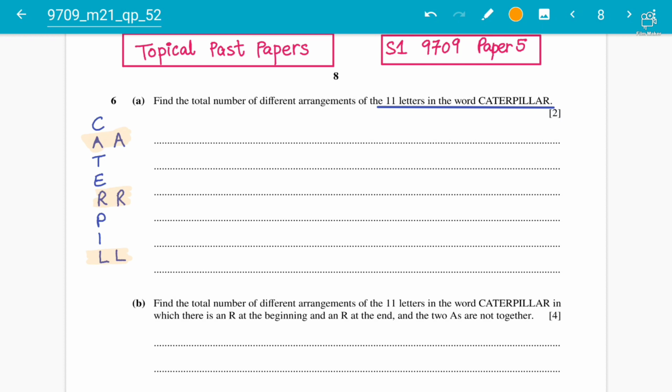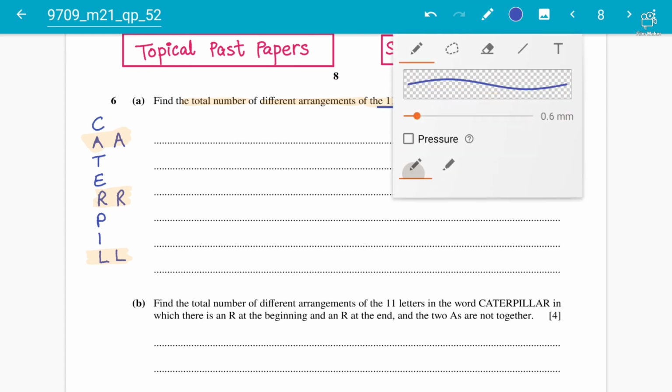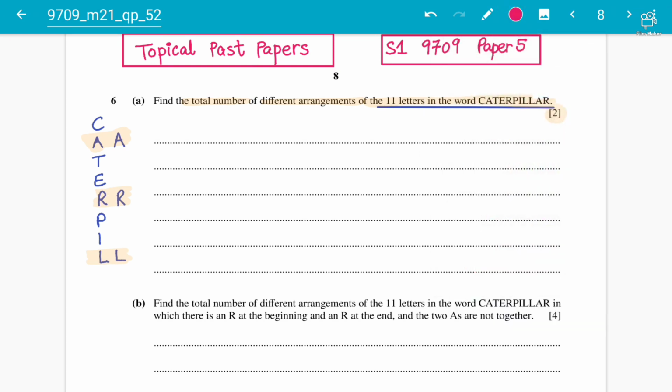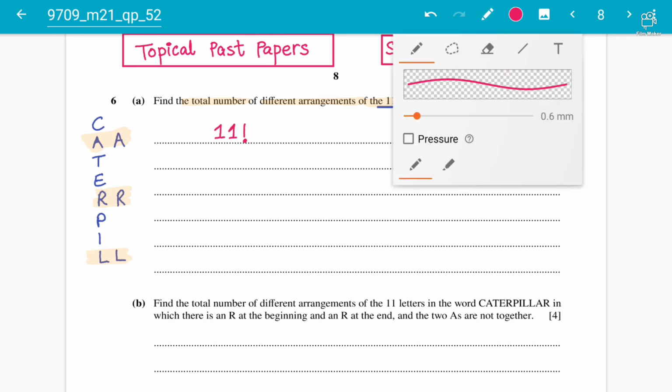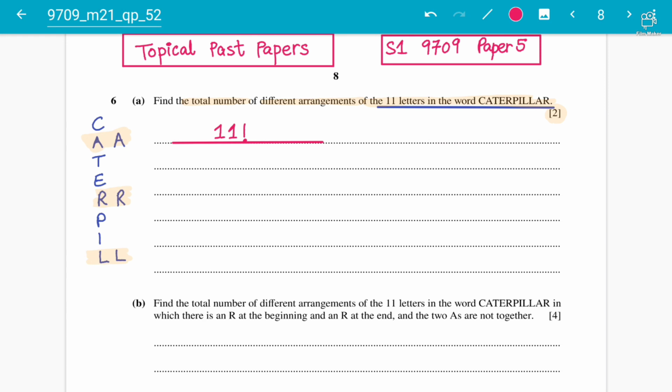So the first question, as we have said, is for the introductory students, those who can get very easy, simple marks. After watching 5-6 lectures, students, you should be able to easily get part A. Find the total number of different arrangements, which means permutations and combinations, of the 11 letters in the word caterpillar. So here we go. We have 11 letters, so there will be 11 factorial for the 11 letters, because we know that there are no restrictions. This part A is usually called no restrictions. You just have to find the possible arrangements of the word caterpillar.